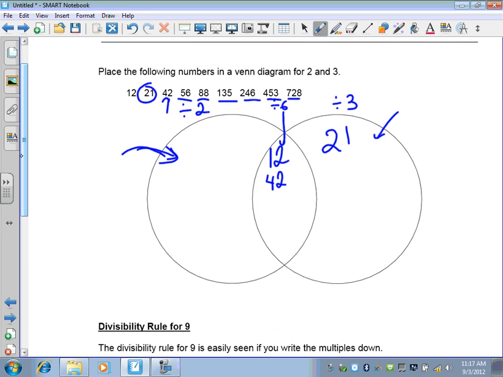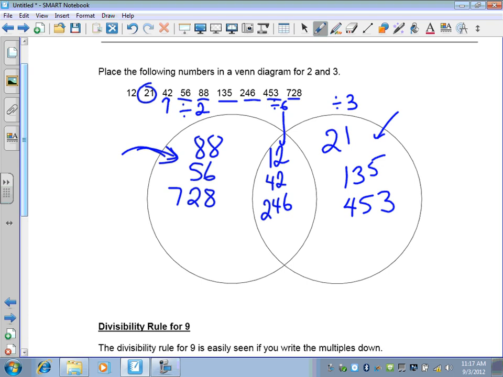Here are your answers. The ones that are only divisible by 2 are 88, 56, and 728. The numbers that are only divisible by 3 are 135 and 453. And the ones which are divisible by both 2 and 3 are 12, 42, and 246.